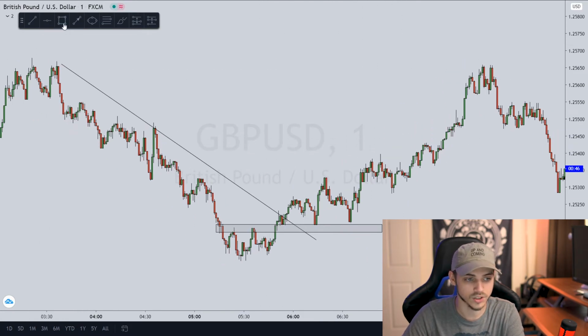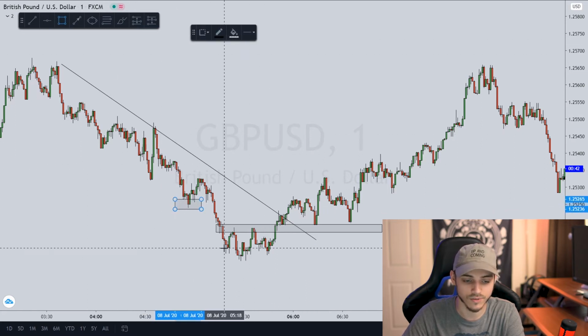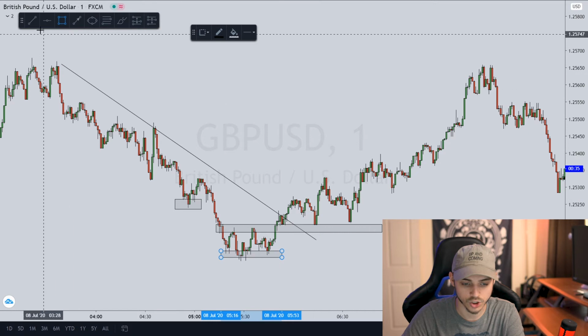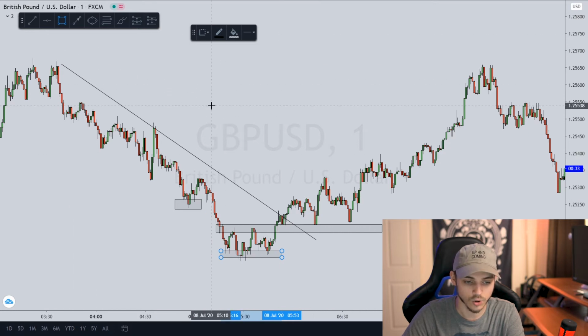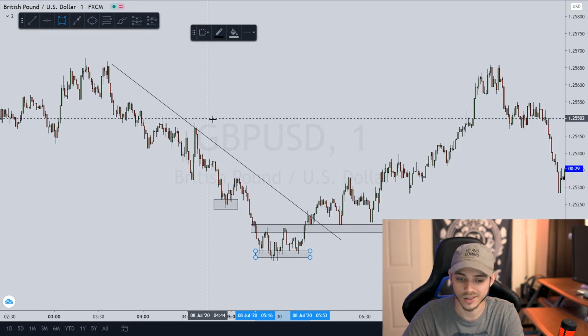But also, if we take a little bit more of a closer look, we can identify that we have an inverted head and shoulders right here. We have our left shoulder here, we have our head right here, and we have our right shoulder right where this structure break retest is. So when we take that into account, the next thing that we're looking for is also the neckline retest.